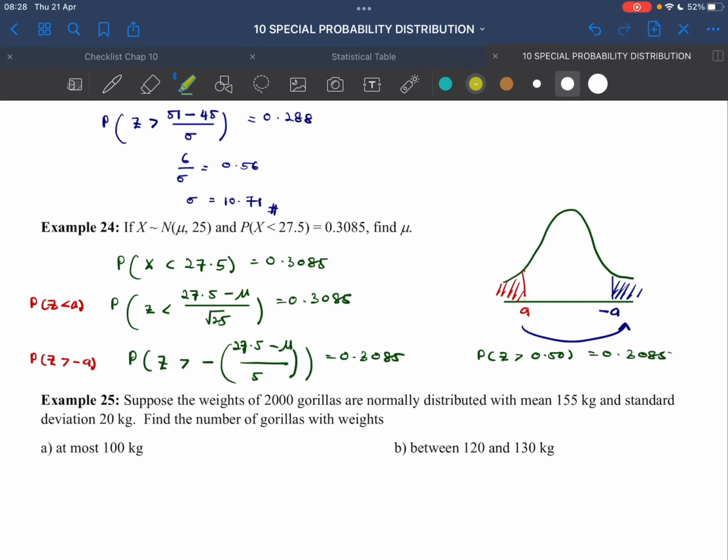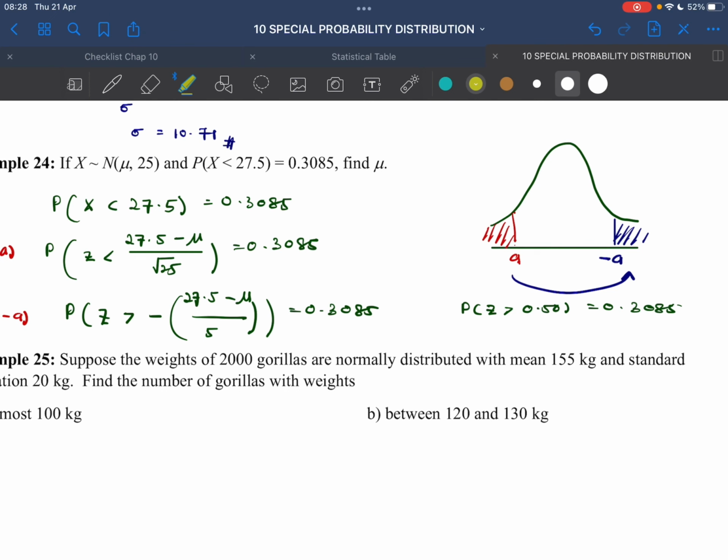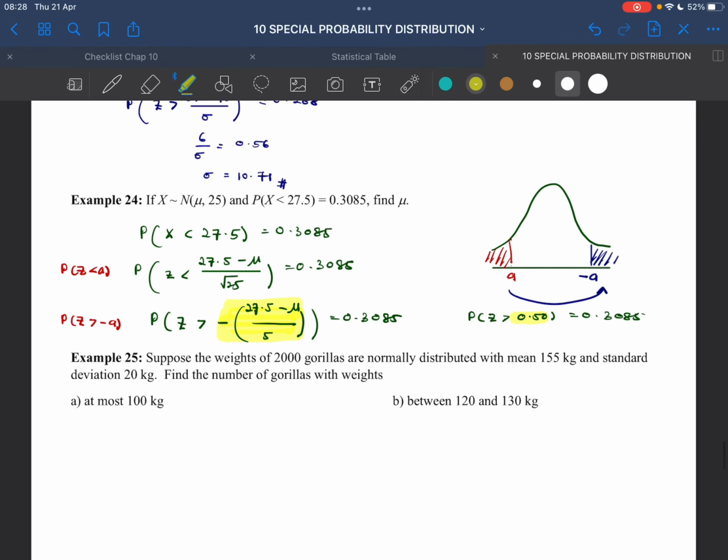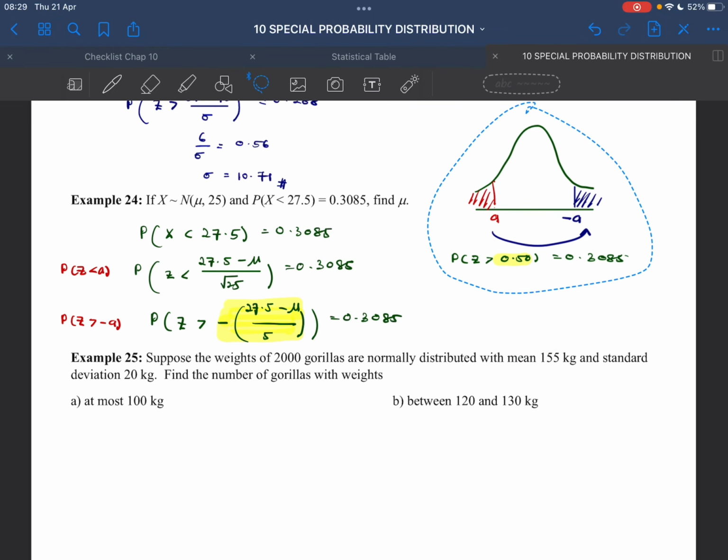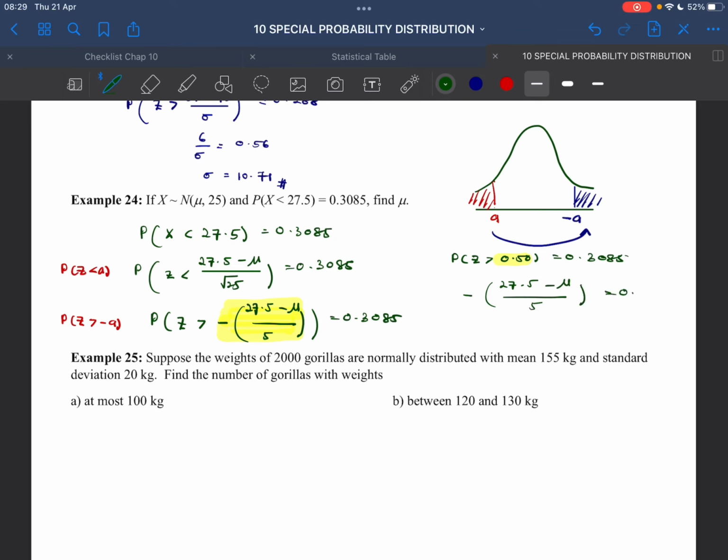0.3085. So what we have to do is we just compare this value here with this value here, including the negative. So you are going to get the answer as negative (27.5 minus mu) over 5 equals to 0.5. So we bring negative to the other side, which is negative 0.5. Multiply by 5, we have negative 5 over 2 here. So here is 27.5 minus mu, and we have the final answer, mu is equals to 27.5 plus 5 over 2, which is equals to 30.